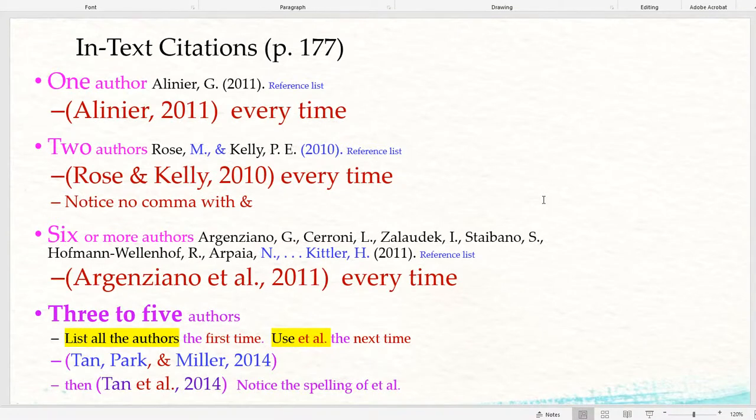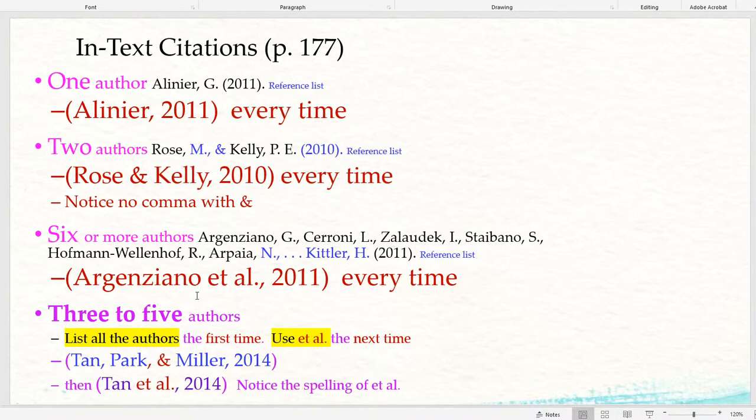All right, so there are 4 different formats for the in-text citation, meaning it's in parentheses, depending on how many authors there are. So if you have one author, you're going to use the one author's name with the year every time. If you have 2 authors, this is what's in the reference list. Notice how I have Rose and Kelly, there's no comma there. Every time.